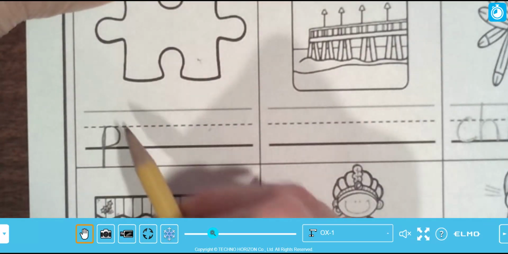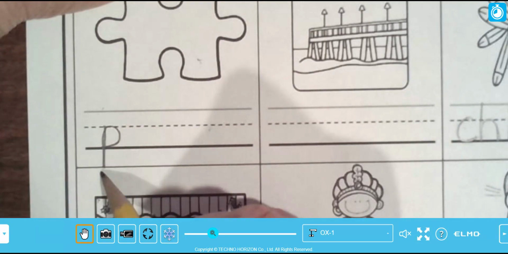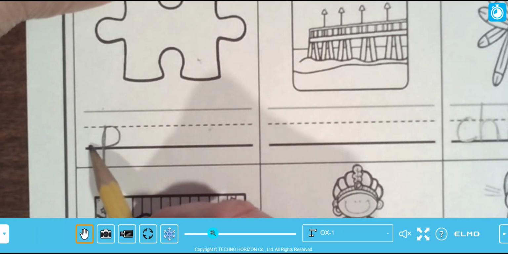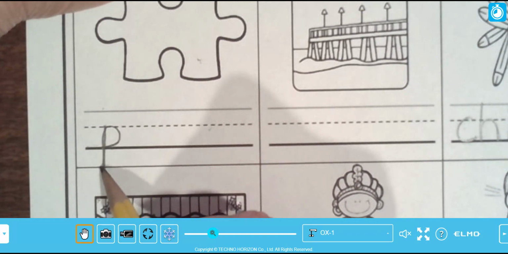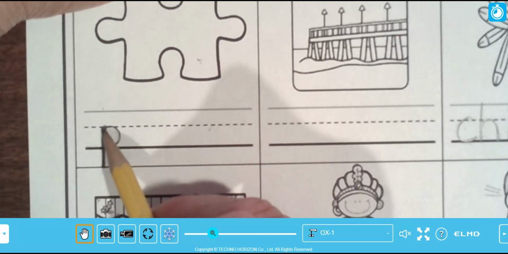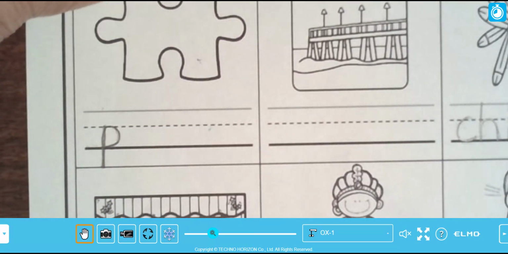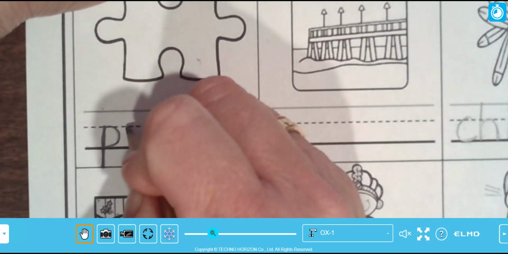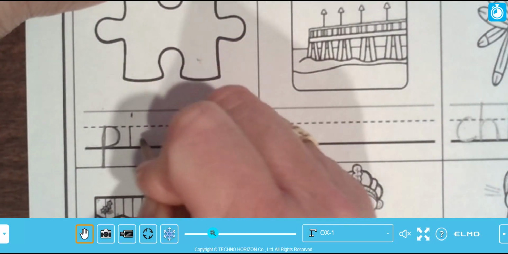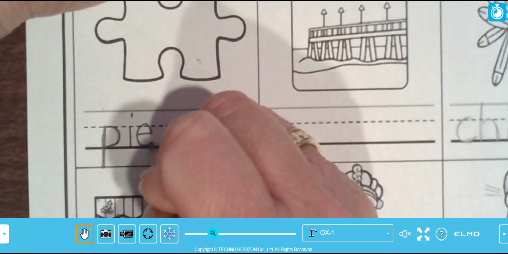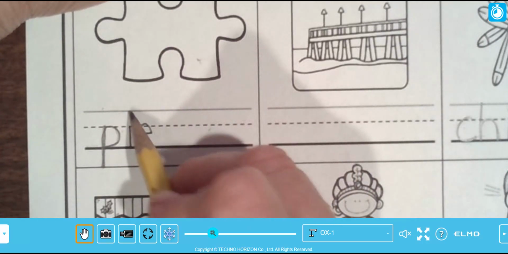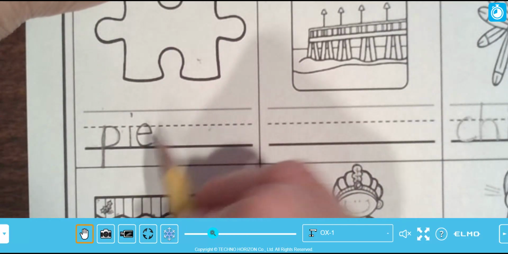So P is not a tall and it's not a small, it's a fall. And the reason why it's a fall is because it goes below the bottom line. See this bottom line? The tail goes way below the bottom line, then back up and turn. So down, up, turn to the bottom. Okay, next is the IE, which makes the E sound. So I is a small, E is a small.